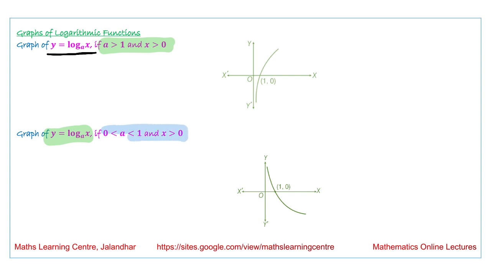We are saying that the value of a is varying from, in this case, greater than 1, and in this case it is varying from 0 to 1. We know that when the value of a is greater than 1, it is monotonically increasing, so the graph we have is in this form. And when a lies between 0 and 1, the graph of the function is monotonically decreasing.